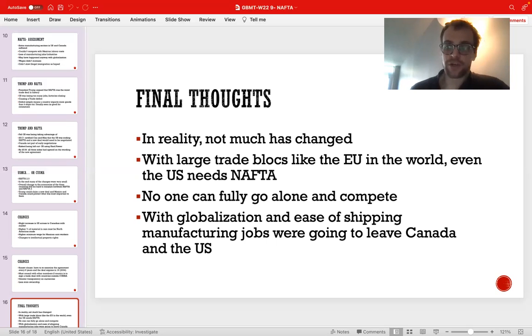Many of these manufacturing jobs were going to leave the advanced, wealthy Western states in the period of globalization due to the advancements of technology, which increases the ease of shipping, and growth in manufacturing in the global South. So despite NAFTA emerging, many of these tendencies that we see under NAFTA and the globalization of the world economy are things that were going to happen regardless of NAFTA.